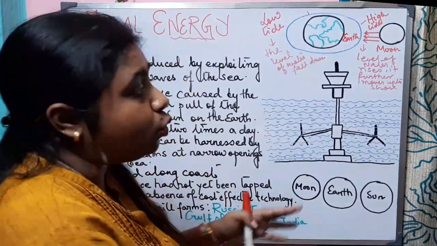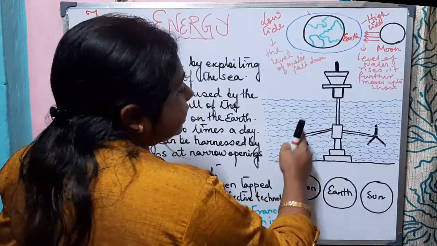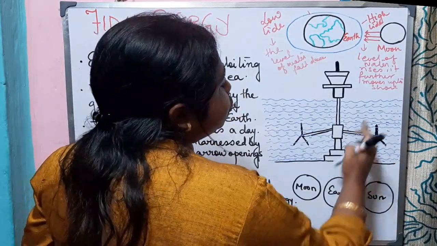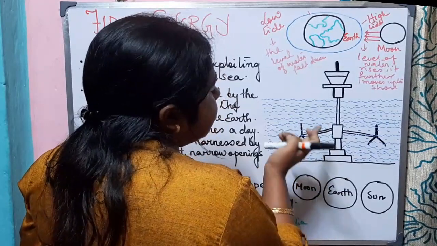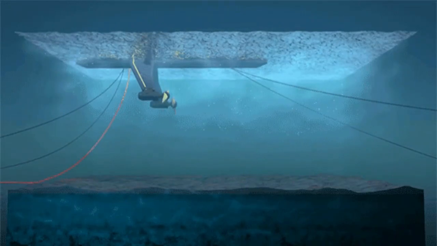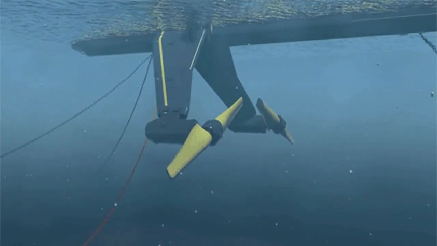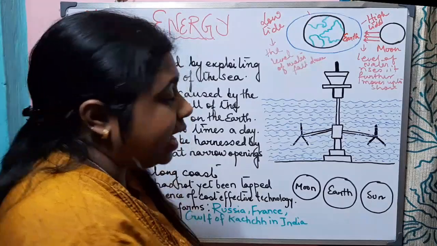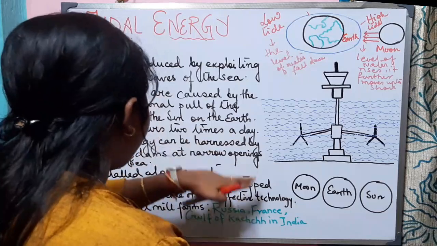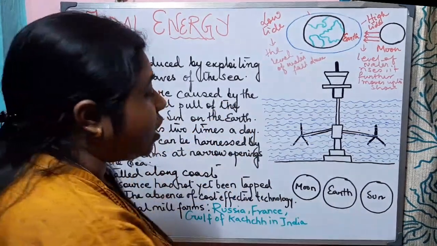Now how do we obtain the tidal energy? During the high tides, here we can see the turbines. These turbines start rotating, and they are connected to a generator which produces tidal energy. Sometimes we also build dams. The tidal energy can also be harnessed by building dams at narrow openings of the sea.